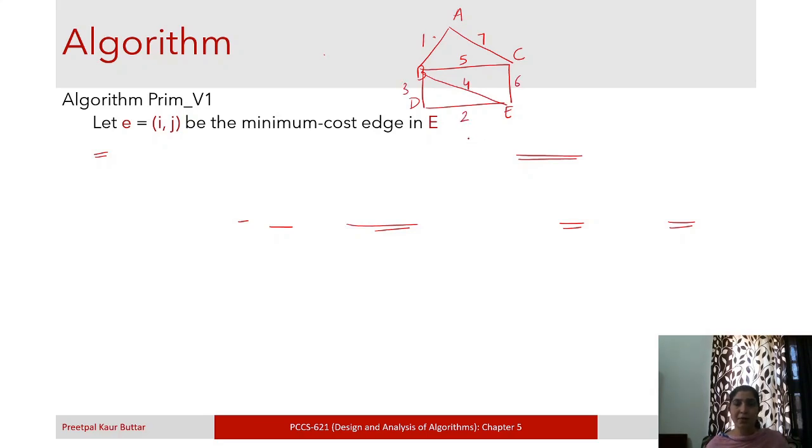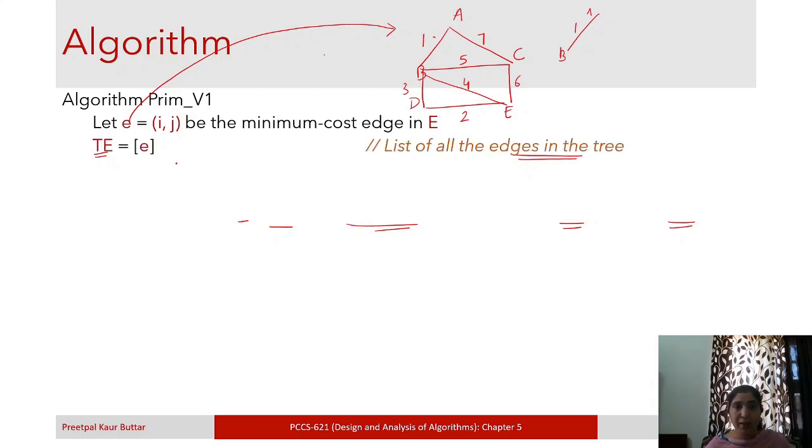Suppose this is the graph, right? So E here, what will be the vertex edge E? E will be this edge, the edge connecting the vertices A and B, right? So this will be included in the edge list. So TE will contain edge A comma B, right?